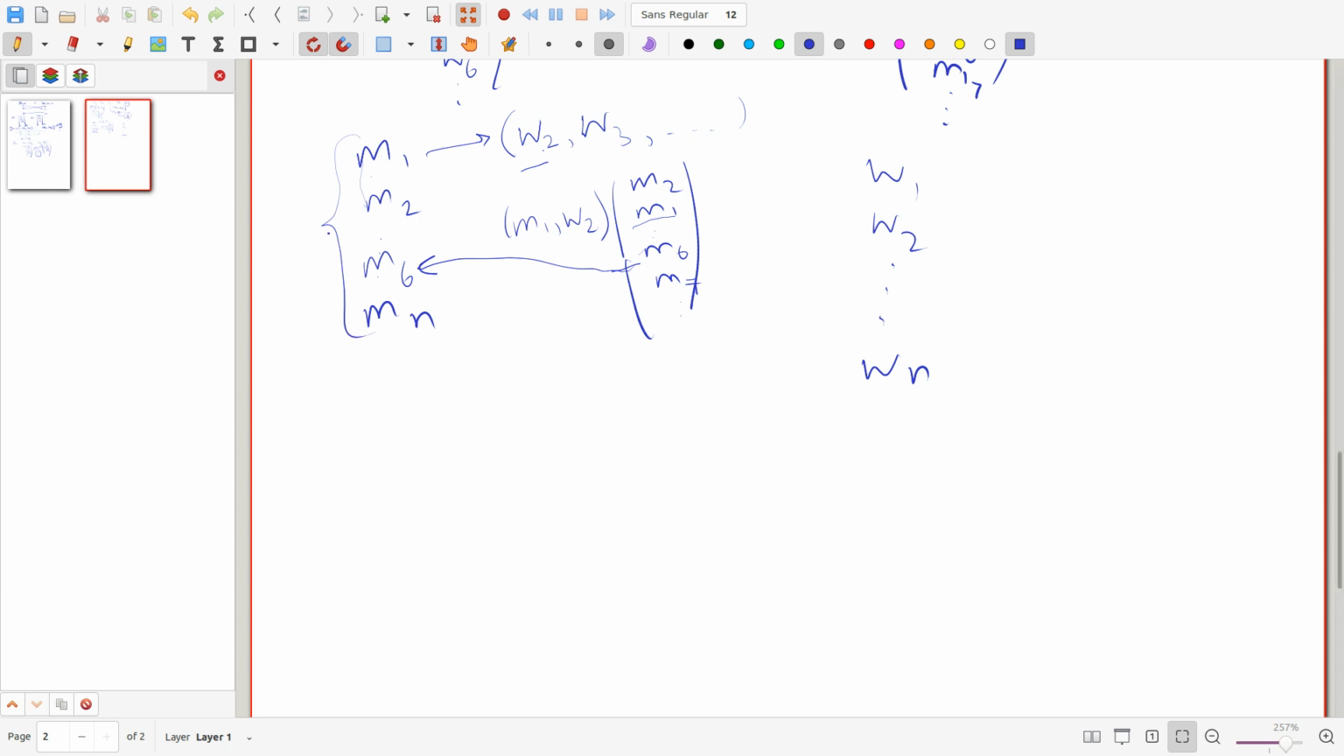We keep on doing this until all the N men are matched. And that is the end. And that actually creates a stable matching.